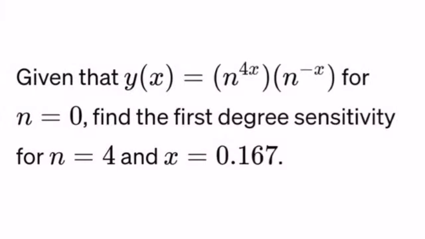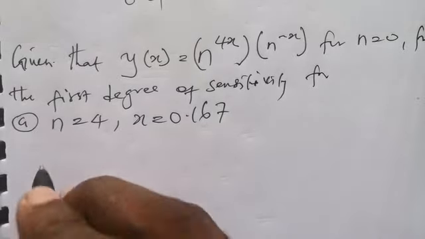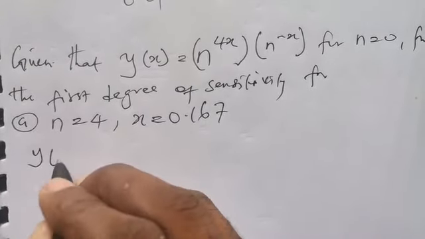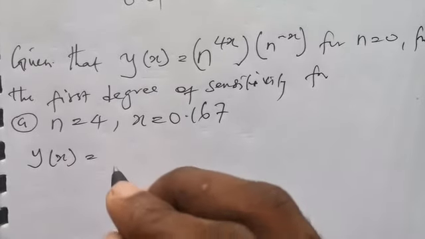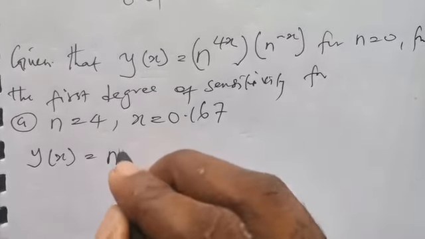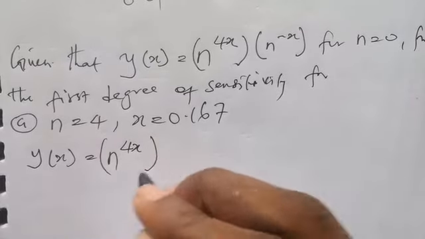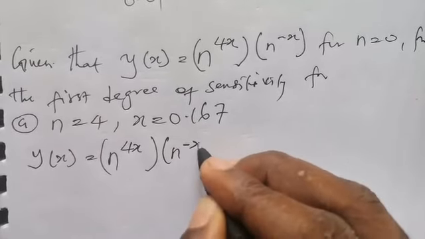This is another question on sensitivity. So the question simply says, given that y(x) is equal to n to the power of 4x multiplied by n to the power of negative x, for n equal to 4, you're asked to find the first degree of sensitivity for x equals 0.167. Okay, so we have that our function y(x) is simply equal to n to the power of 4x multiplying n to the power of negative x.